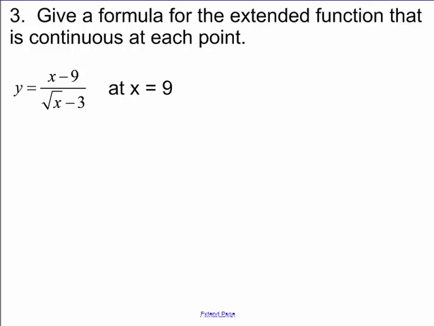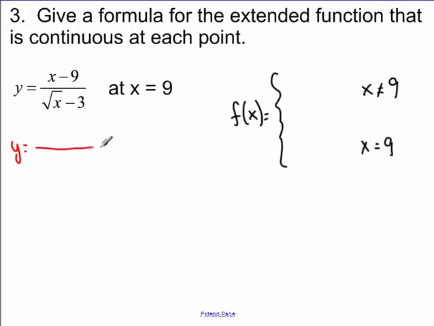Okay, give a formula for the extended function that is continuous at a point. What they mean by that is you're going to write this as a piecewise function for all values except x equaling 9 and x equaling 9. I noted that if I plug in 9, I get 0 on the top and 0 on the bottom. We have to do some manipulation. You could multiply the top and bottom by the conjugate of the bottom.